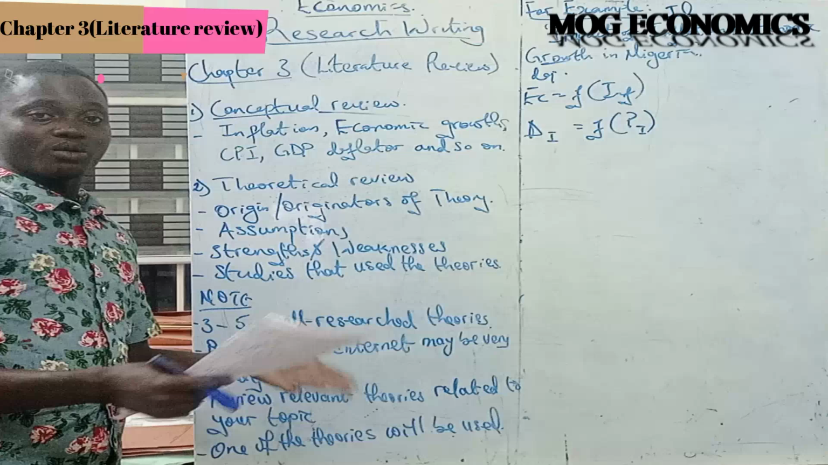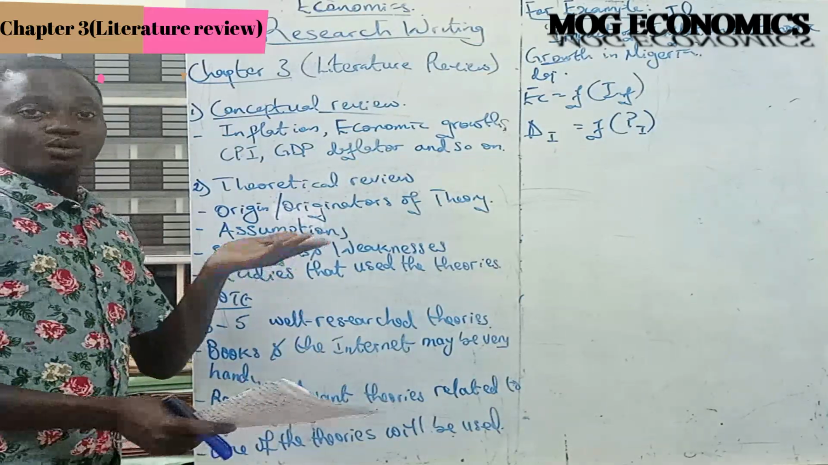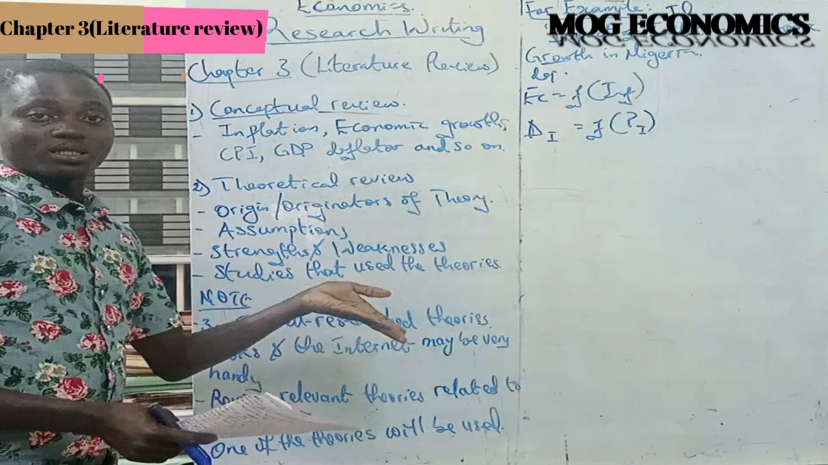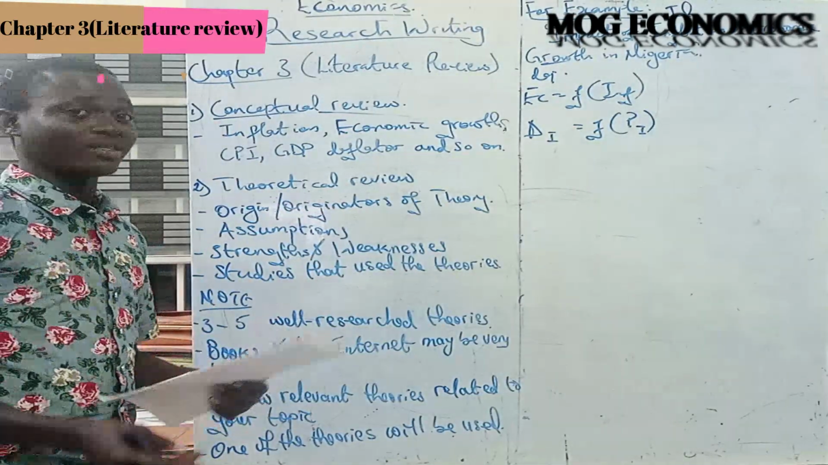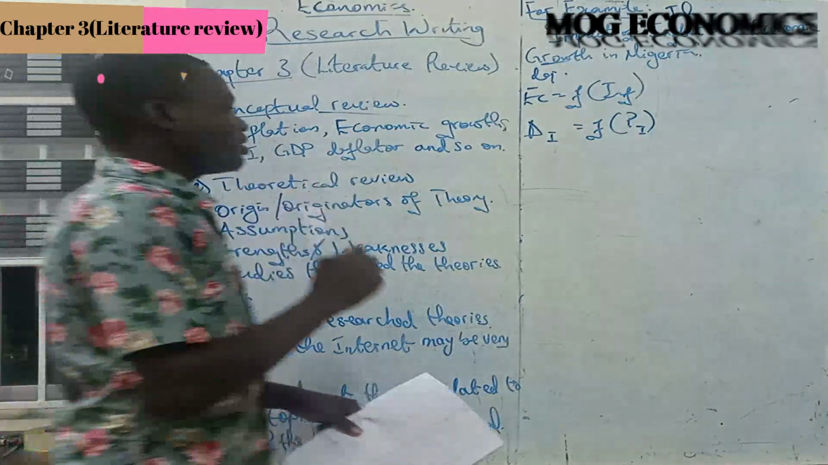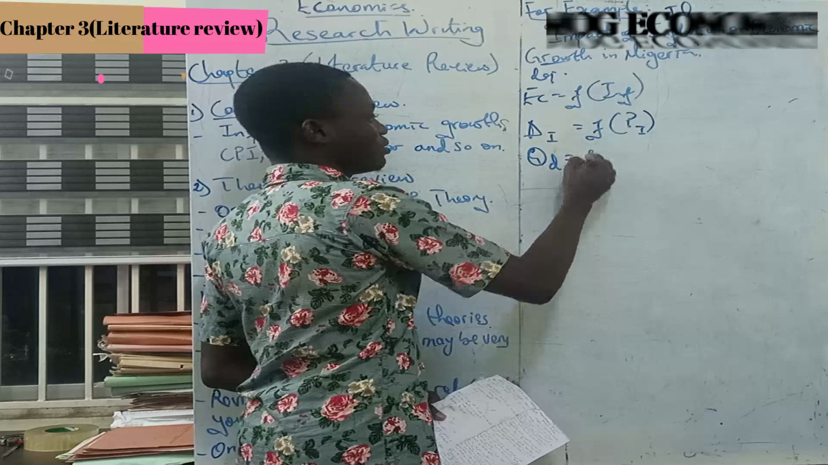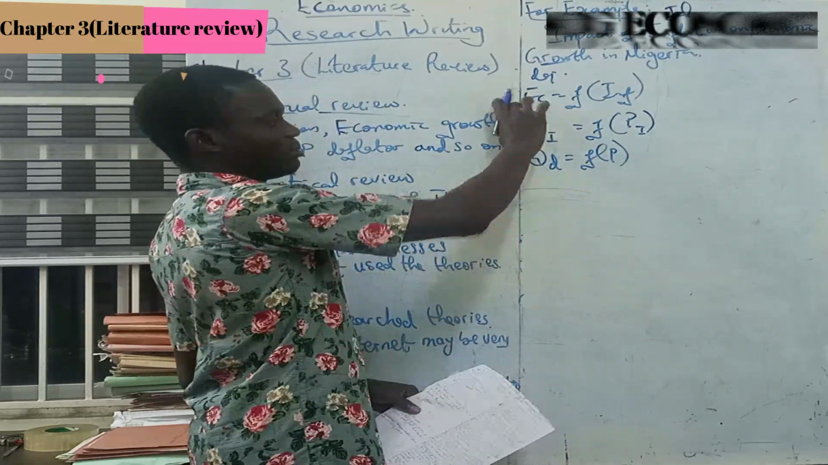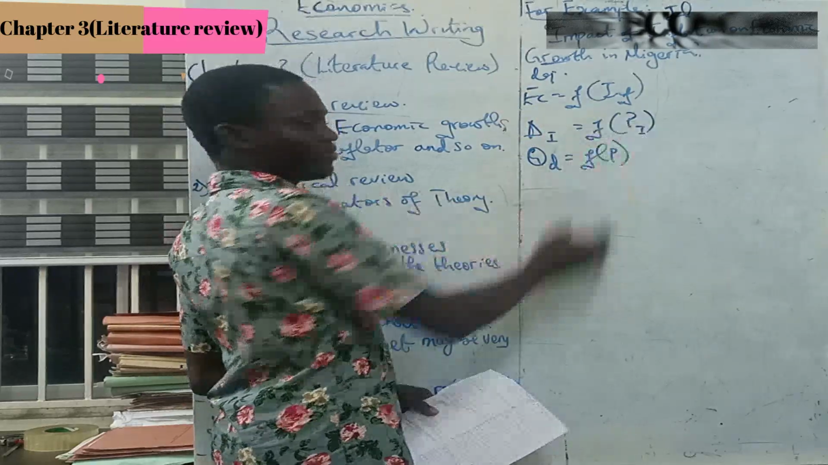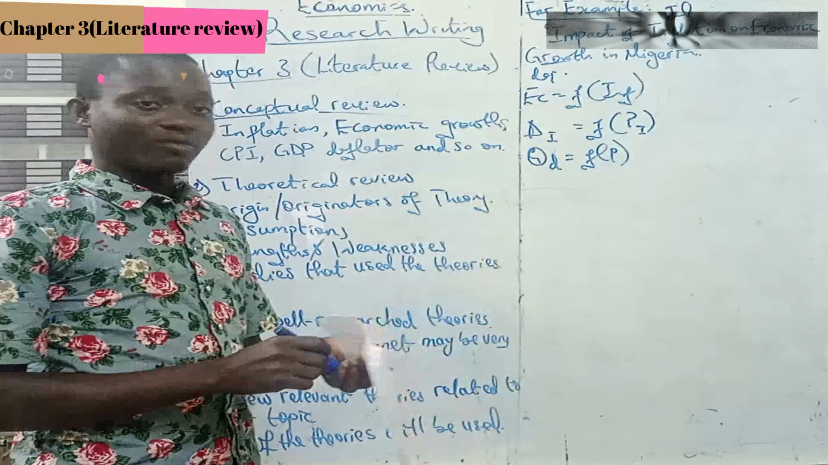Now, what does the theory say? The theory says that an increase in price will lower the quantity demanded, and vice versa, other things equal. I hope I stated it right. So remembering that theory, QD, the quantity demanded of a commodity, is a function of price. Very good. So the theory I'm supposed to review here is the theory of demand.